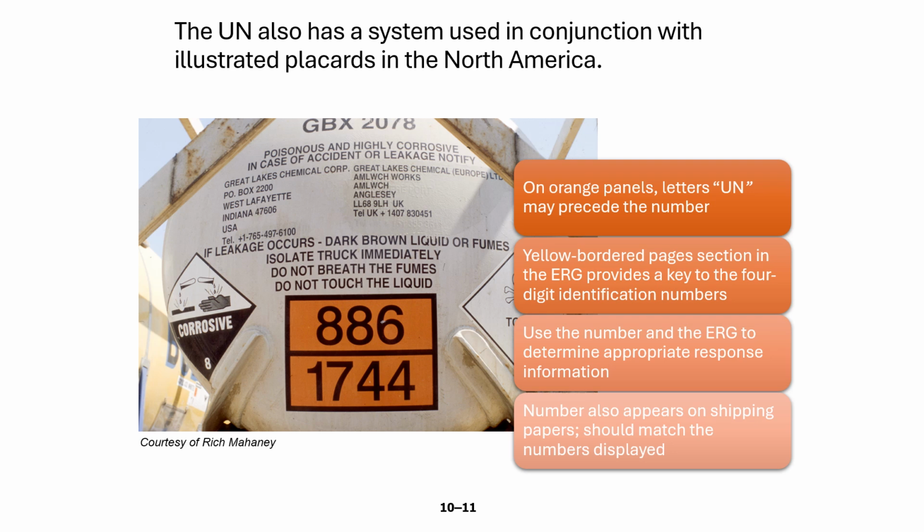So the inspector can use that 4-digit UN identification number and the ERG to be able to determine the appropriate response. That 4-digit number also appears on shipping papers, and should match the numbers displayed on the exterior of the tanks or shipping containers. So as I mentioned earlier, we have an ERG. It should be part of your inventory on your vehicle, what you need for equipment to be able to do your job, especially when you're dealing with a lot of hazardous materials.